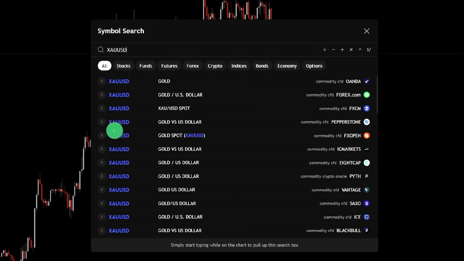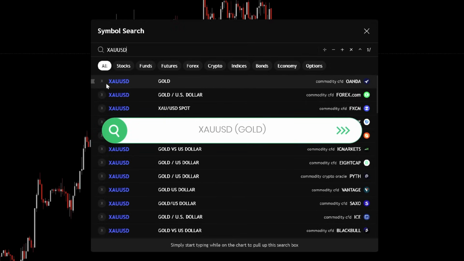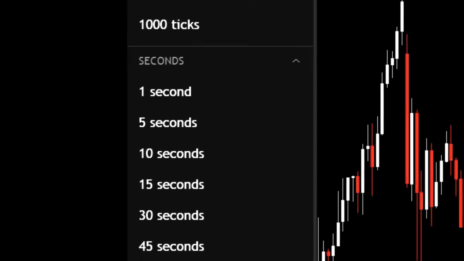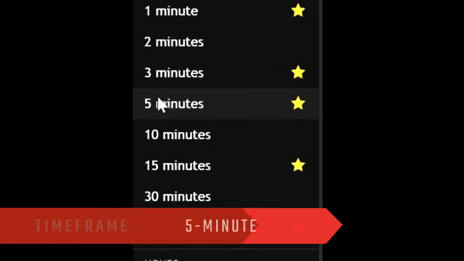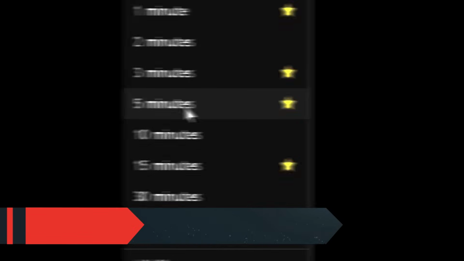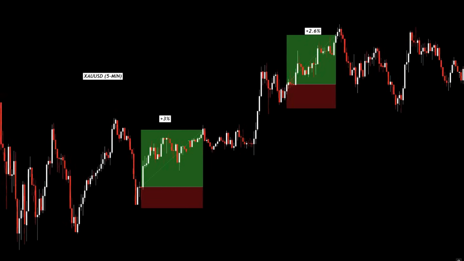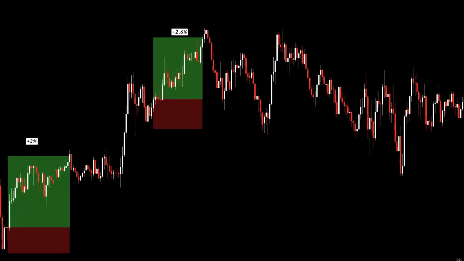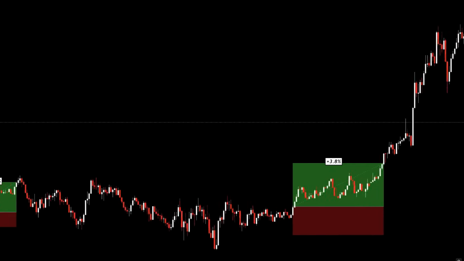Alright, let's see it on the charts. Kicking off with gold. The 5-minute chart. This strategy has been seriously profitable here. You'll see trade after trade pop up on the screen. Focus on the results. It just constantly finds these winning setups.